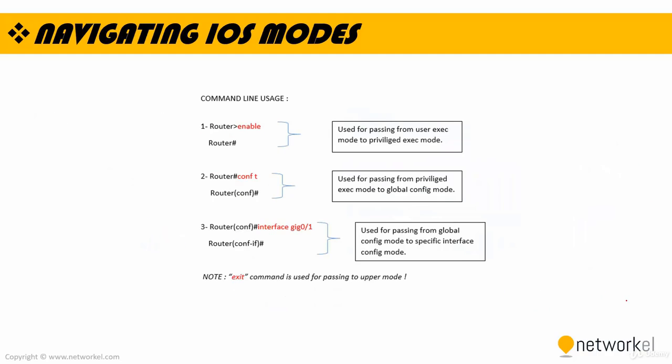And here is how we navigate between IOS modes. As I told you, if you want to go from user exec to privileged exec, you should type enable. If you want to pass from privileged exec mode to global config mode, you should type conf t. If you want to pass from global config mode to a specific interface config mode, you should type the interface that you want to go into, like interface gig0/1. And please keep in mind that the exit command is used for passing to the upper mode. For example, when you're in config mode and you type exit, you go to the privileged exec mode.